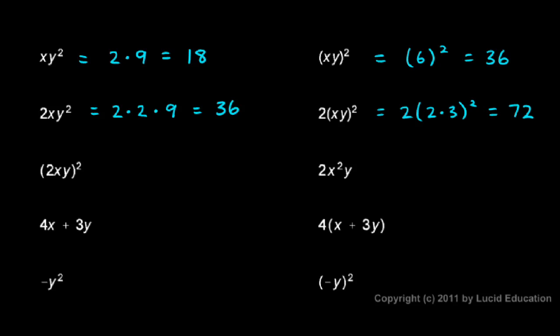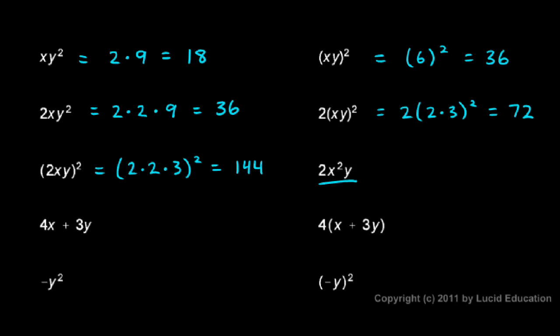Now look at this one, (2xy) squared. This is very similar to the one before it and the one before that, but now the 2 and the x and the y are all in the parentheses. So when we rewrite that, we write it that way. We put the 2 times the x, which is also a 2, times the y, which is a 3, and that's squared. Okay, 2 times 2 is 4, times 3 is 12, so we have 12 squared, which is 12 times 12, or 144.